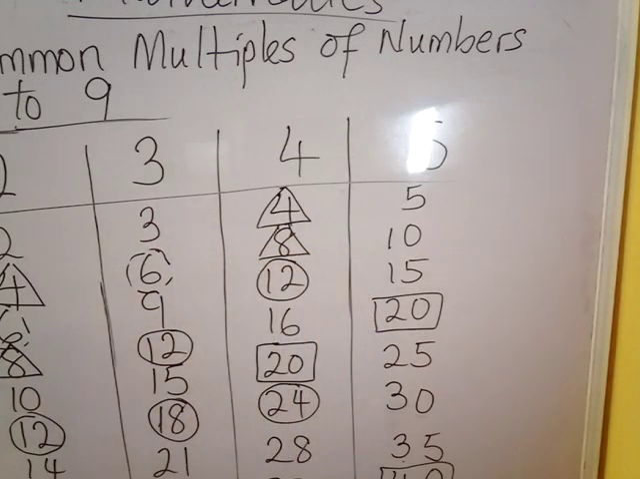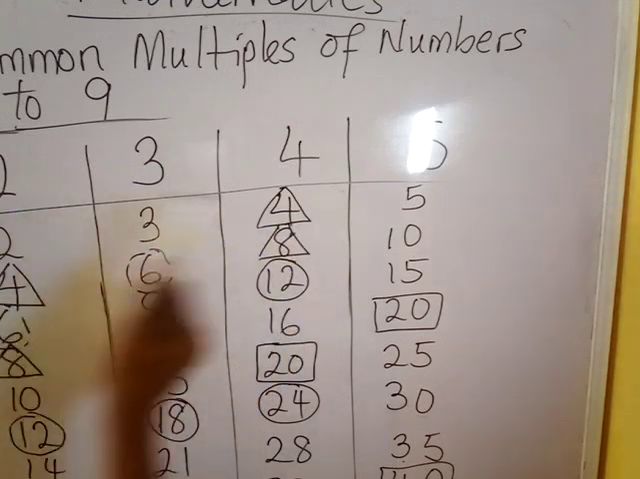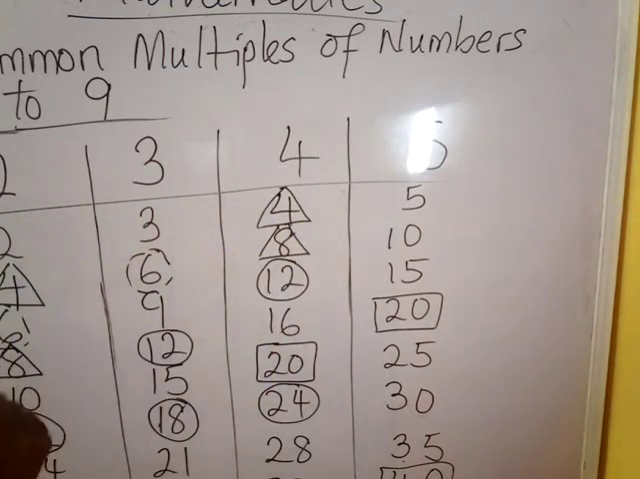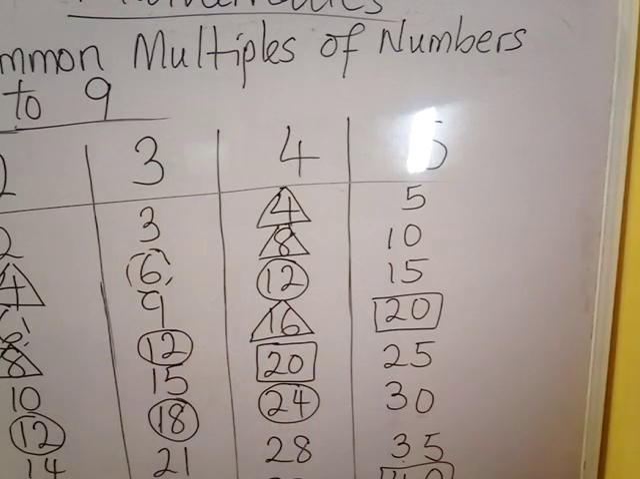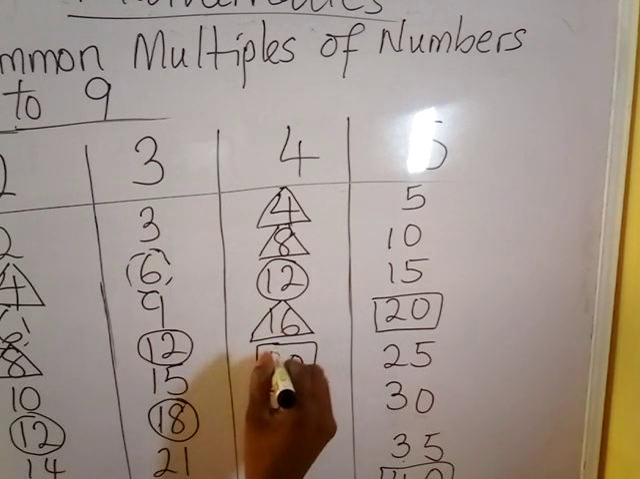I hope we won't get confused because of the shapes we are using to mark them. Just trying to tell you the numbers that are common to the 2. So 2 can divide 4, 4 can divide 4. 2 can divide 8, 4 can divide 8. And then if we go down, we find 16 here. We also find 16 here. So that means 16 is also a common multiple of 2 and 4. And then we have 20 again. So which means 20 is another common multiple of 2 and 4.